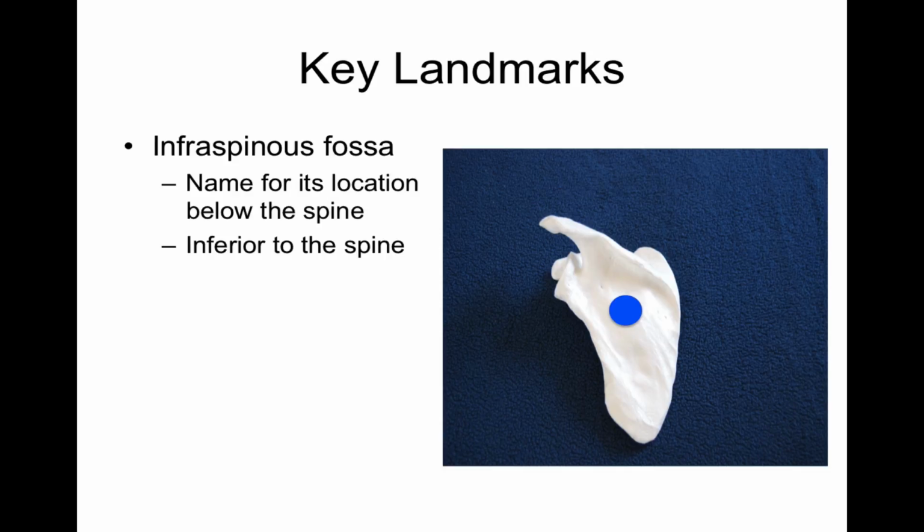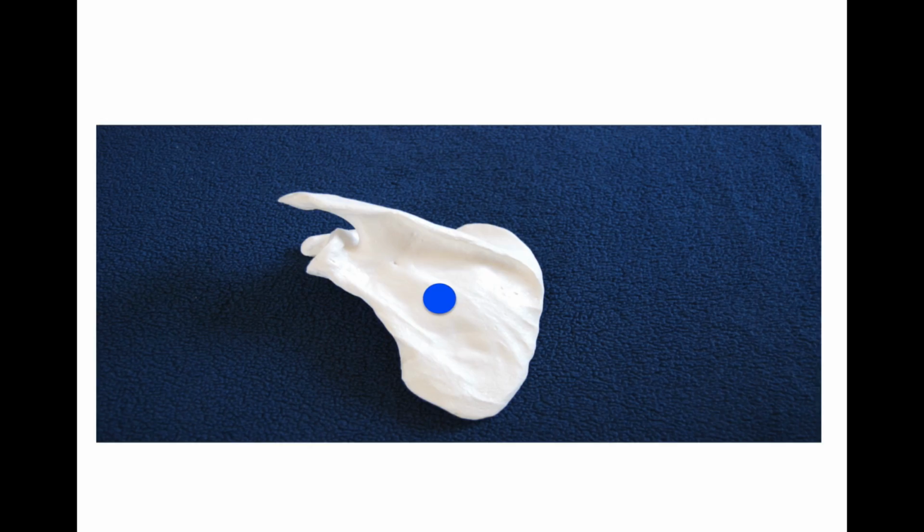We have another fossa called the infraspinous fossa. It's called that simply because it's inferior to the spine, so we call it the infraspinous fossa. There's the spine again, that horizontally coursing structure. And then remember, as soon as you see that, you know right away, okay, posterior scapula. Wider view of the infraspinous fossa.